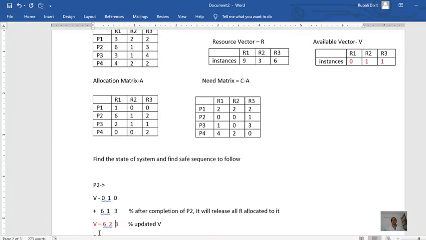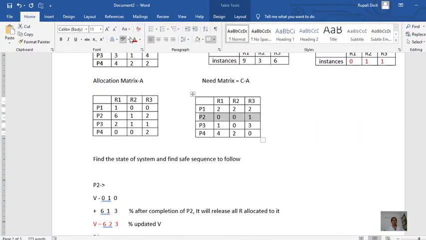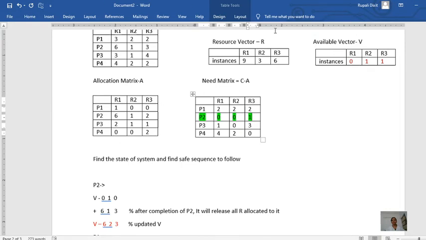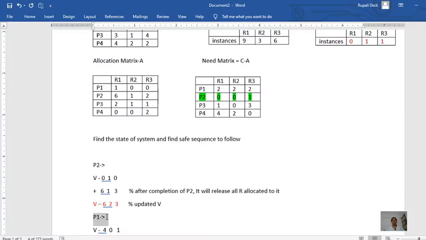Now, this vector 6, 2, 3 is compared again with the processes which need to execute. P2 has already completed its execution, so I'll mark it with green color. Now I switch to the P1 process. Whether with the available vector I am able to complete the execution of P1 or not. The demand of P1 is 222 and what is available with me is 623. So obviously I can continue with the execution of P1.